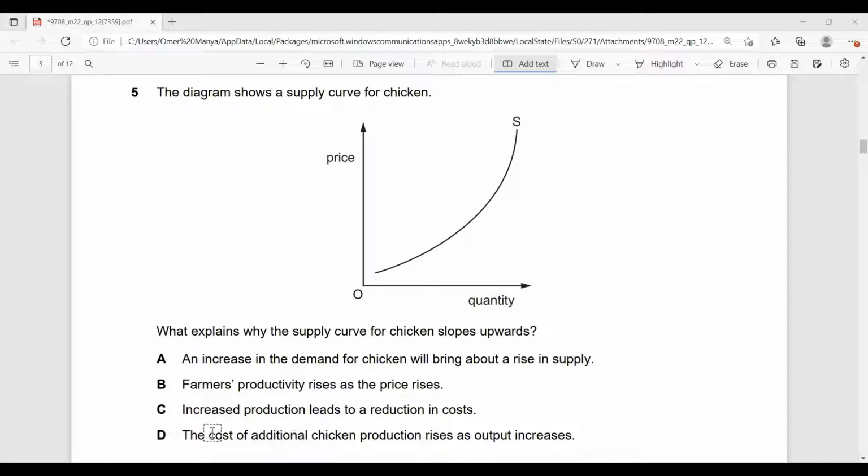The only answer that fits this description is D, which is the cost of additional chicken production rises as output increases. This is true. As you produce more output, the cost increases. And so as the cost goes up, so will the price.